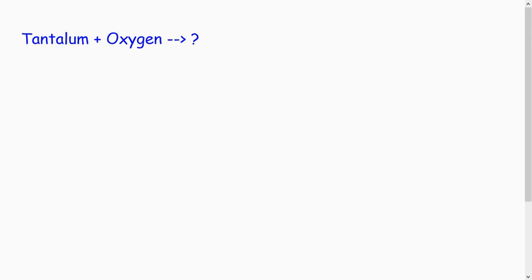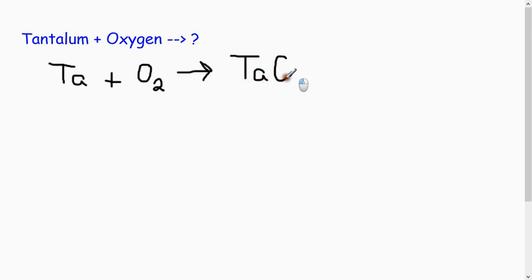Next, we're going to look at tantalum plus oxygen. Tantalum is element Ta, which is not one of the diatomics, so I do not need a subscript, plus oxygen, which is a diatomic, so I need a 2. Now it doesn't tell me what the product is, but I know it has to be a compound containing tantalum and oxygen. So I'm going to start off and just write the tantalum and oxygen symbols next to each other.